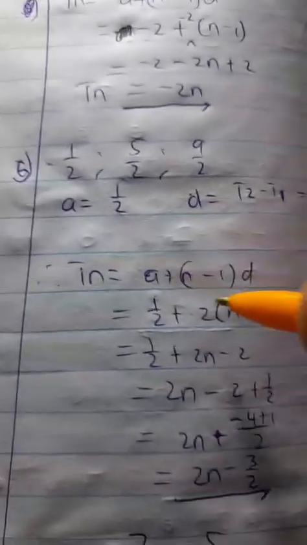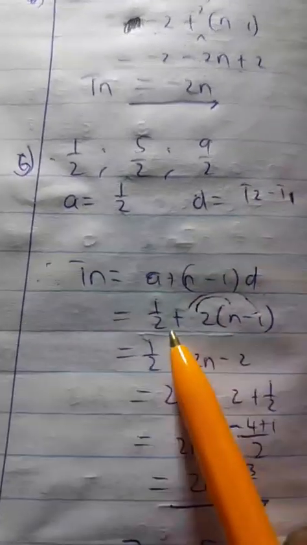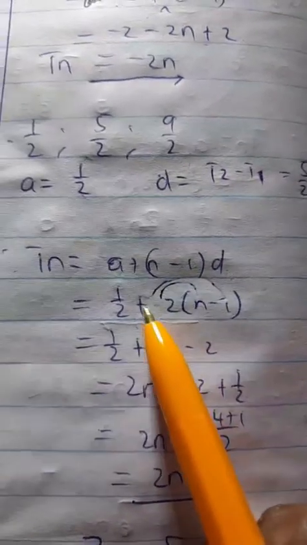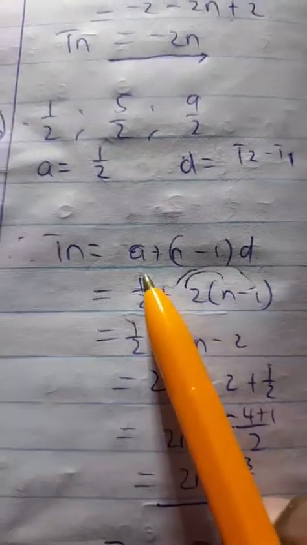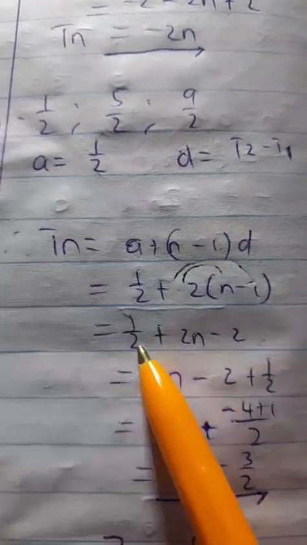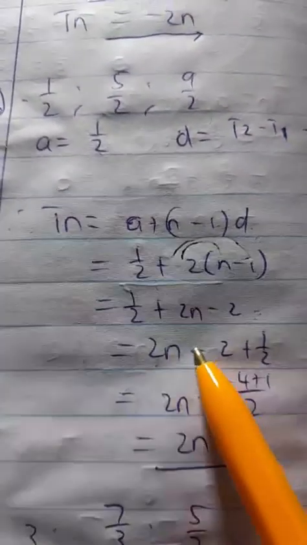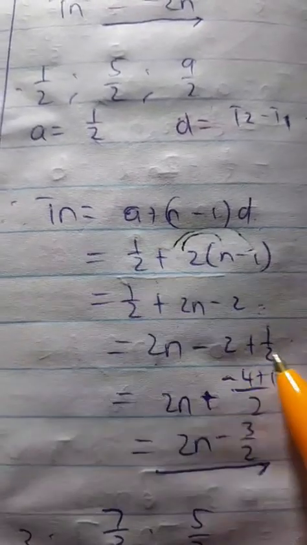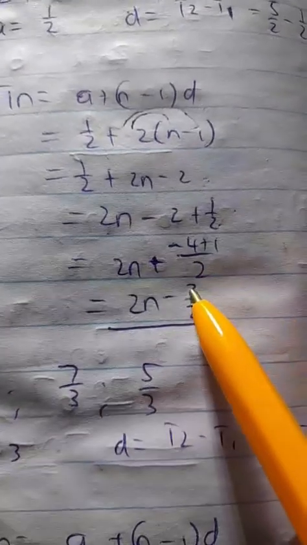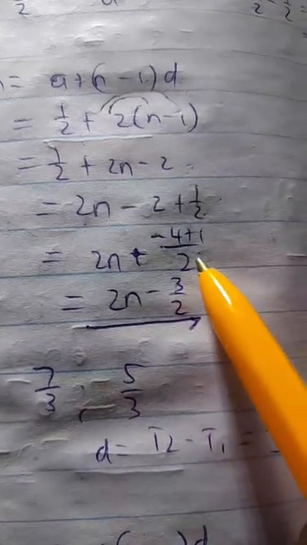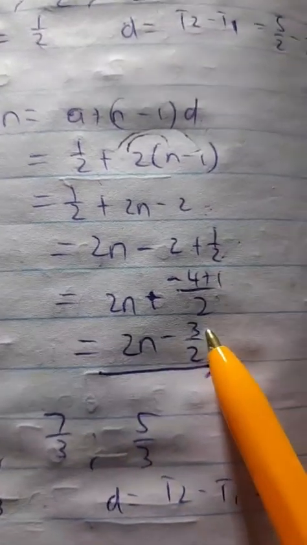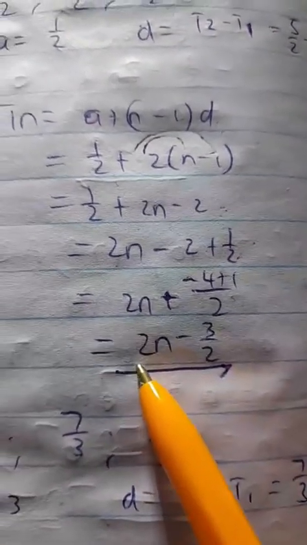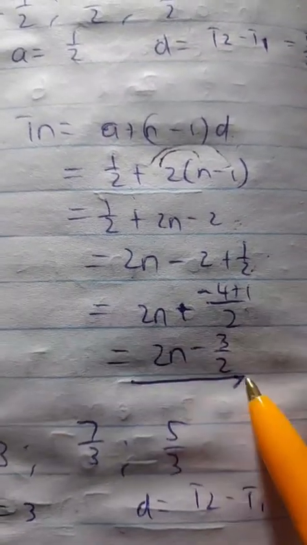We distribute the 2 to the n, the 2 to the negative 1. It's positive as well, so positive 2 times n is positive 2n. Positive 2 times negative 1 gives us negative 2. Then that 1/2, we add the like terms. So 2n minus 2 plus 1/2. Now minus 2 plus 1/2, we get an answer of negative 3 over 2. Use your calculator. You don't even have to do the addition. I just did the addition here because I think at the time when I was doing it I had no calculator, so I just thought let me do the addition manually. But use your calculator, you'll get an answer of 2n minus 3 over 2.